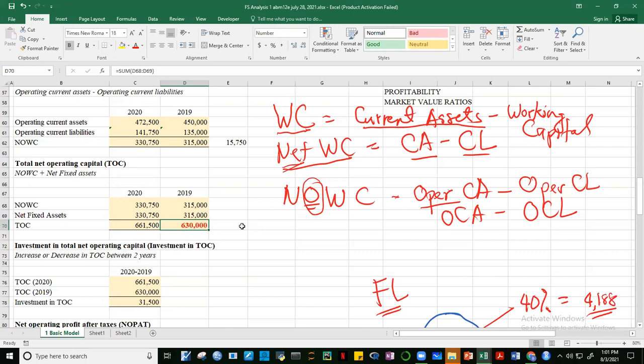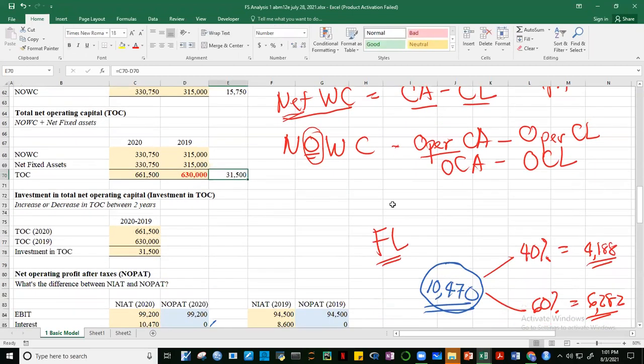So across the duration of the period, tumaas siya. Ibig sabihin, nadagdagan yung operating capital ng 31,500. And this one, guys, 31,500, ito yon. That was the investment in TOC. Gagamitin din natin yung investment in TOC later on.